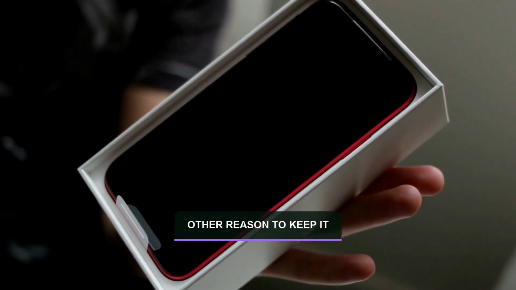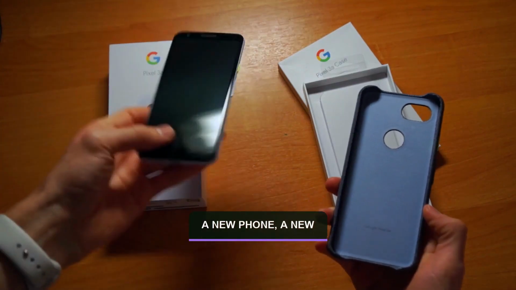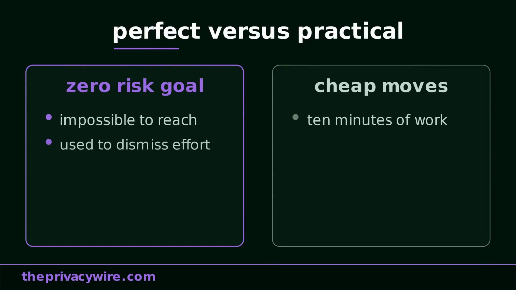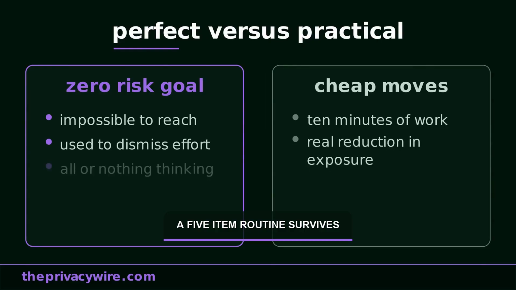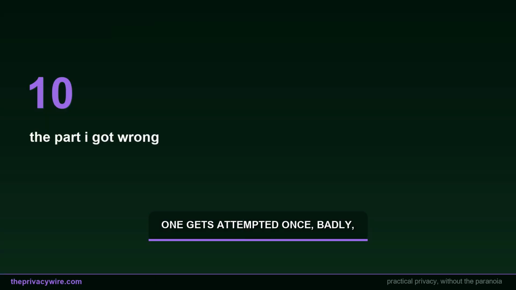The other reason to keep it at 5 is that you will have to do this again. A new phone, a new account, an update that quietly resets a default back to on. A 5-item routine survives being repeated every year or 2. A 41-item one gets attempted once, badly, and then never again.